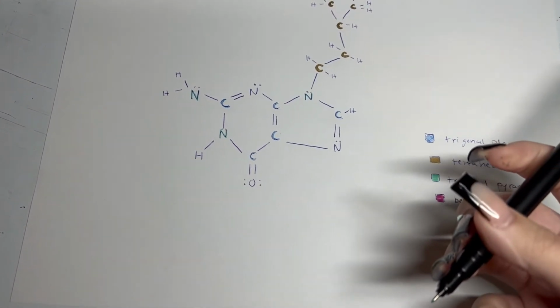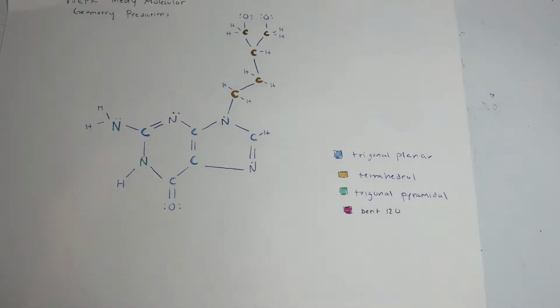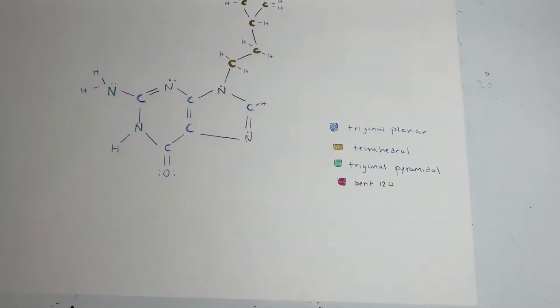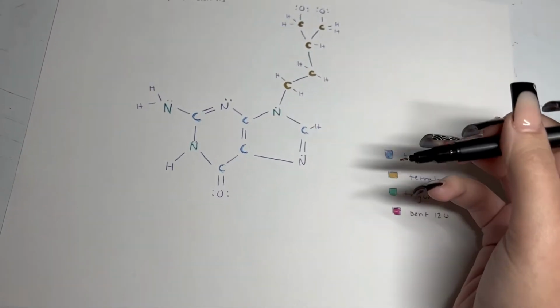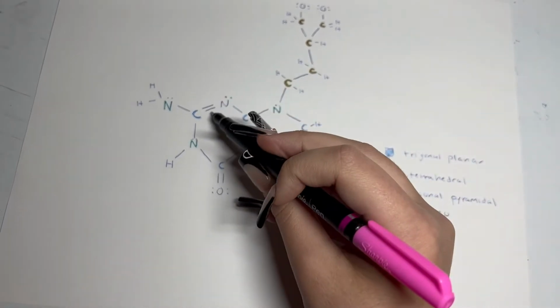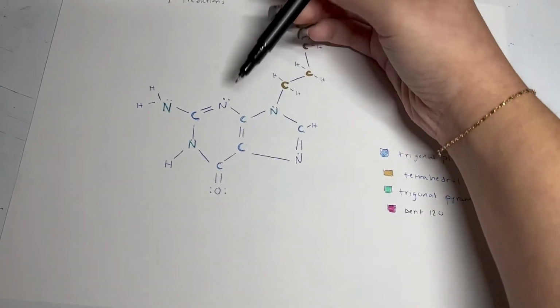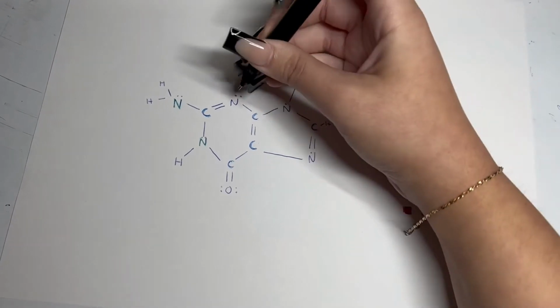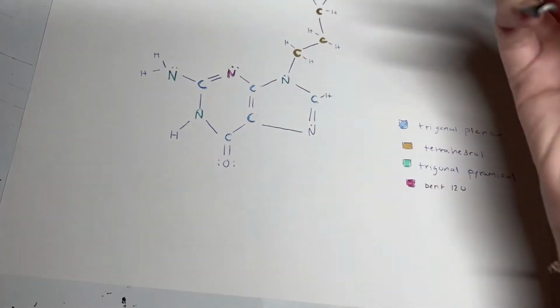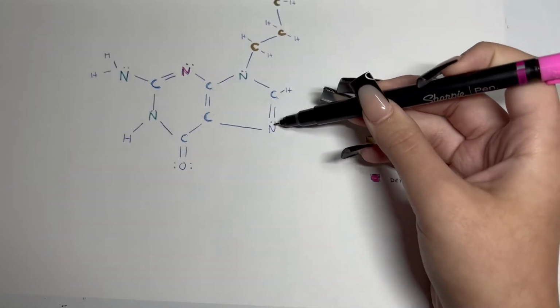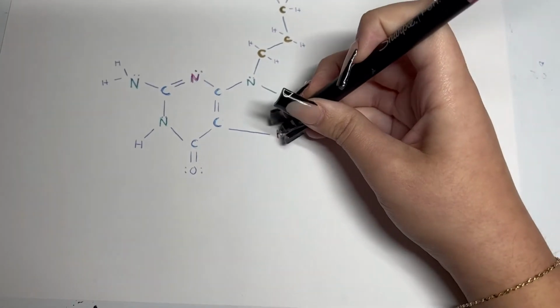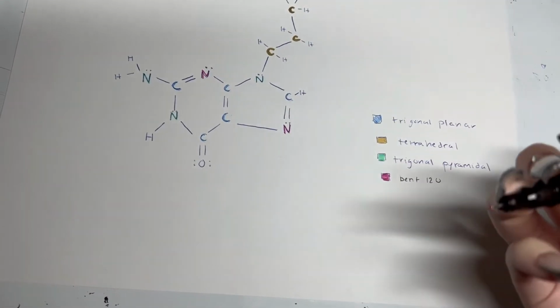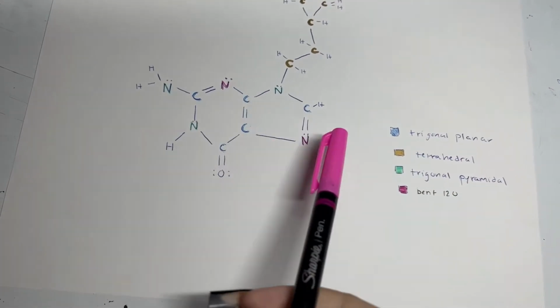All right. And now we are going to do the last one, bent 120. So this one has a double bond and it's connected to 2, but it has 1 pair of these lone pairs. So this one would be a bent. This one also has a lone pair and it's connected to 2. So that'll be a bent, and they're both bent 120.